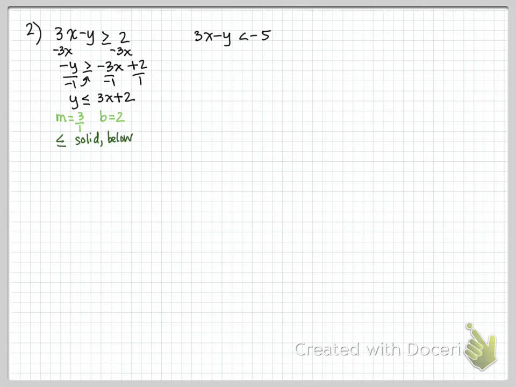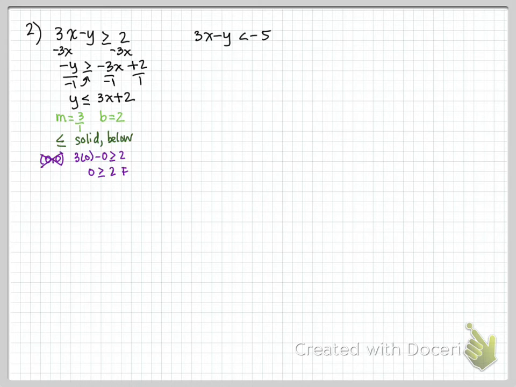I'm going to test 0, 0. So 3 times 0 minus 0, is that greater than or equal to 2? Is 0 greater than or equal to 2? So notice that I went back to the original problem, and that is false. So what that says, I wouldn't be shading over 0, 0. Okay, next guy.